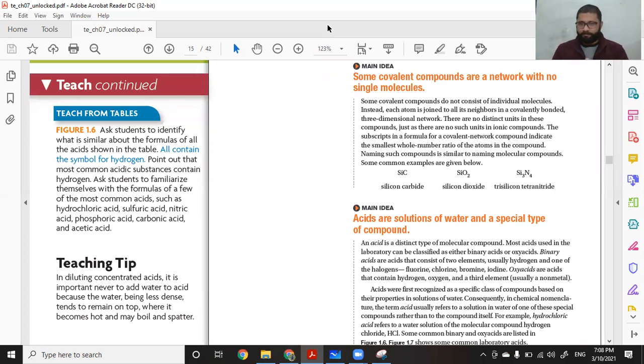And the subscript in the formula for a covalent network compound indicates the smallest whole number ratio of the atoms in the compound. So we have an example like SiO2. It also makes the same sort of network. We call it silicon dioxide. And many other examples are here. That is silicon carbide and trisilicon tetranitride.